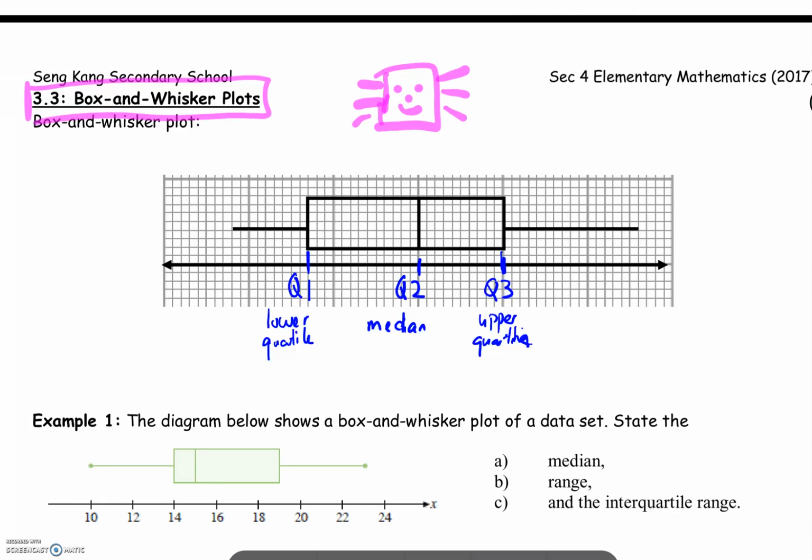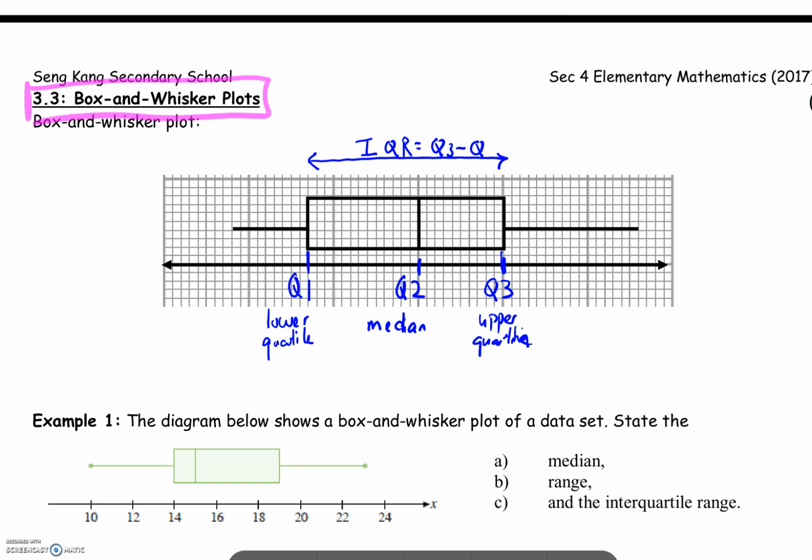Now, can you make a guess? What is this range? IQR. Very good. This is your Q3 minus Q1. So far so good. I get rid of the cat.